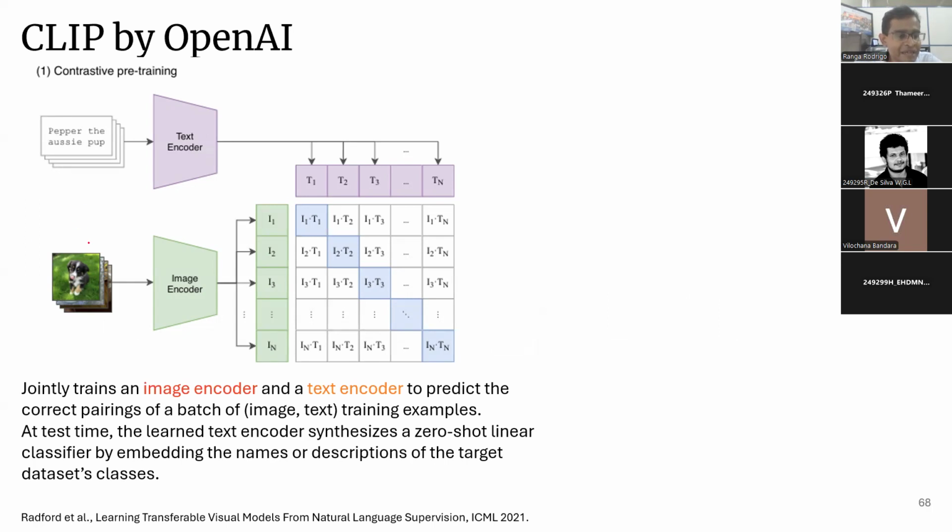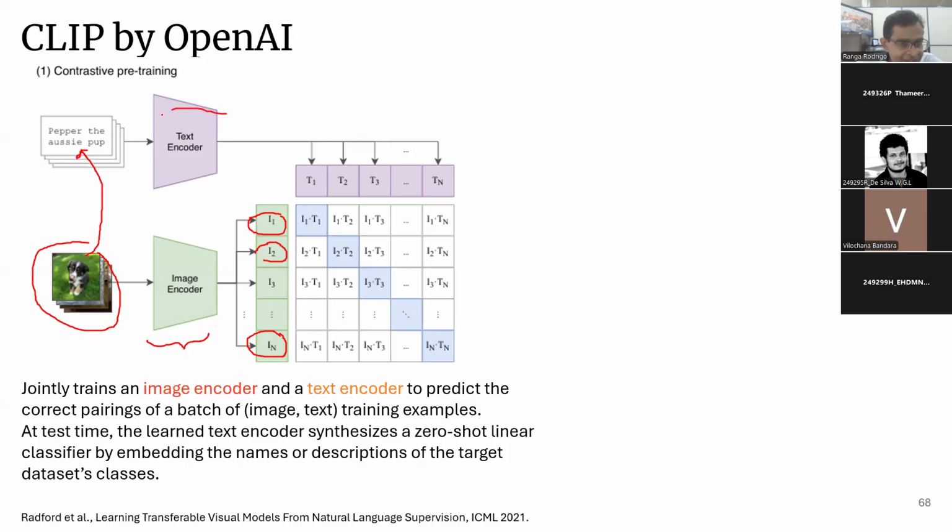So here you can see an image is there, and there's an image encoder. What does it do? For each image, it will produce some vector. How many dimensions? We don't have to talk about it. It's a reasonable number of dimensions. For the second image, also a vector. For the nth image, also a vector. Each image is paired with a textual description. Pepper the Aussie puppy, and so on.